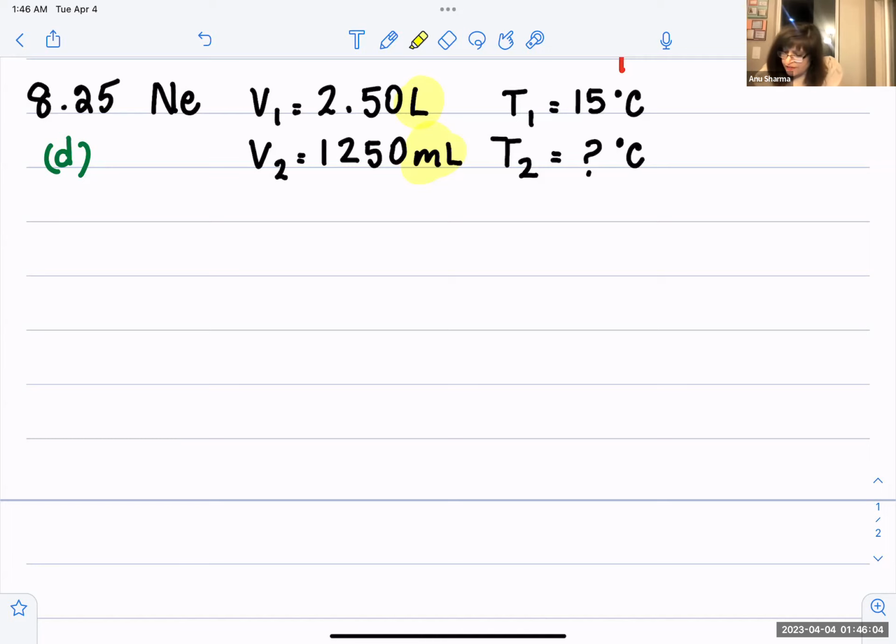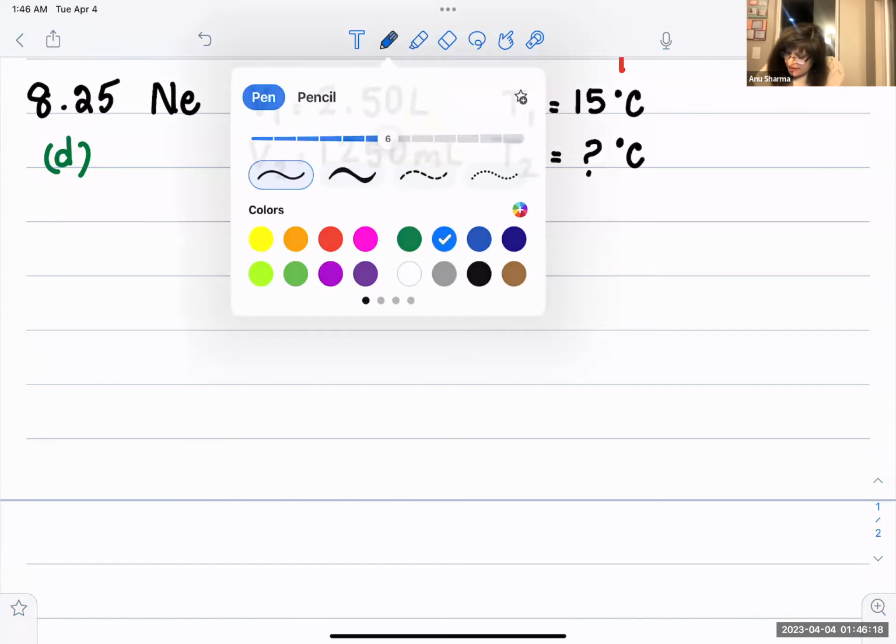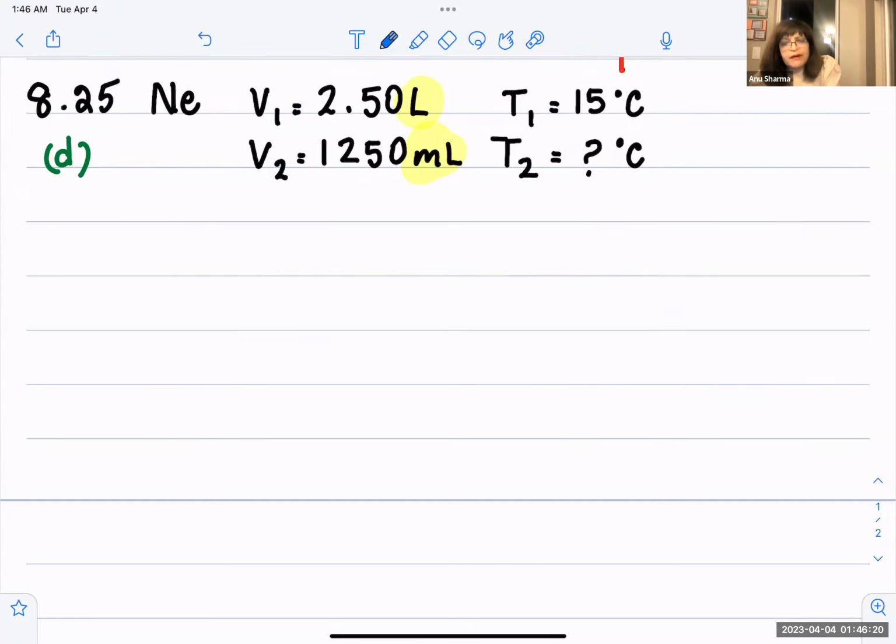Next, we are given the temperature in the first scenario, which is 15 degrees Celsius, and we need to find the temperature in the next scenario. So the temperature is unknown. Now here's the thing, the temperature given is in Celsius. Although they are asking you to give it in degrees Celsius, by default, you should convert it into Kelvin.